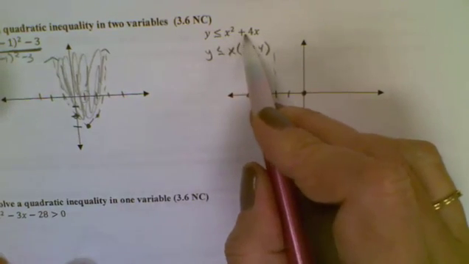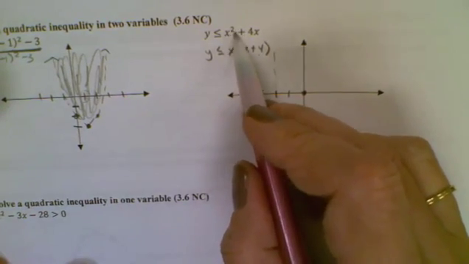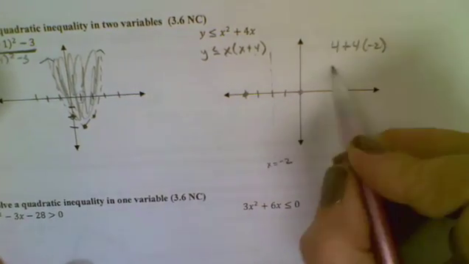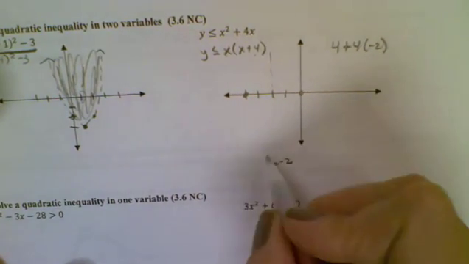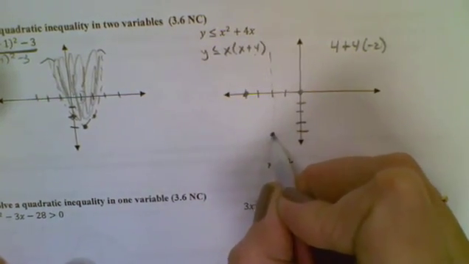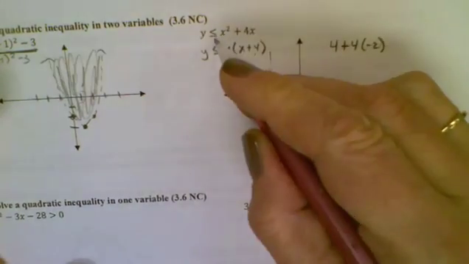And you could plug -2 back in. -2 squared is 4, plus 4 times -2. 4 plus -8 would be -4. So it is at -2, -4, the vertex. This one's a solid line.